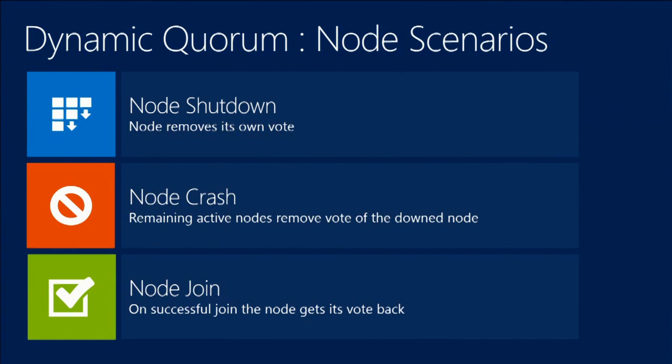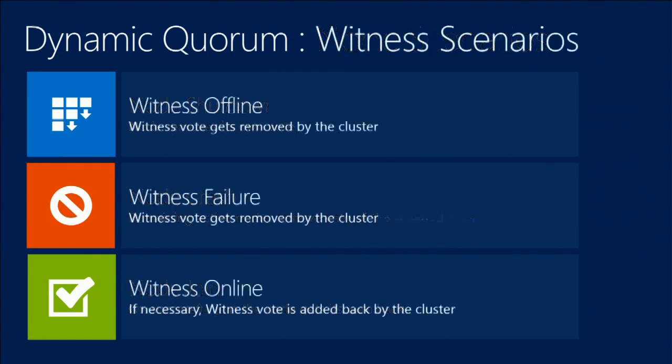But in case of a node crash or a node failure, the node does not get a chance to actually make that change. So the remaining nodes in the cluster decide that the node has gone down, and we are going to remove that node's vote. To make that assertion, the remaining nodes in the cluster have to have the existing majority so that it can be recorded appropriately.